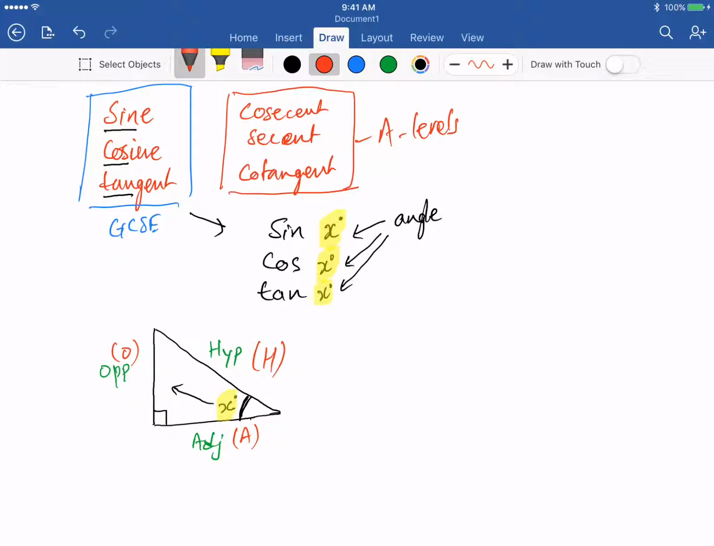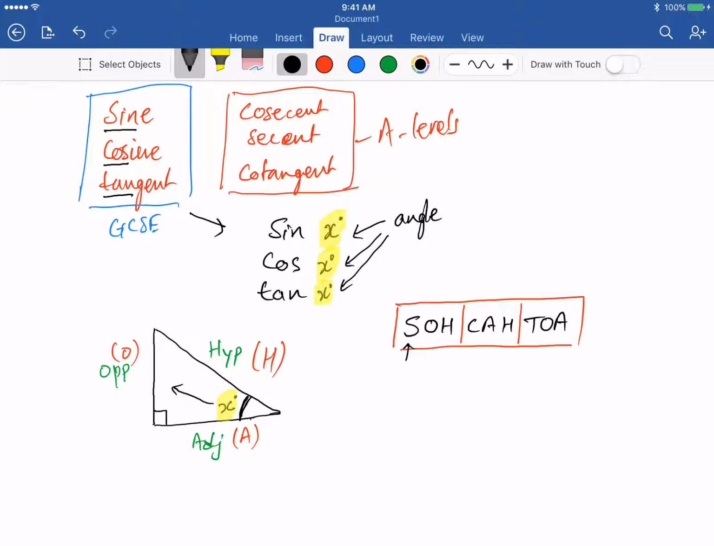Now we're going to talk about the ratios between these three sides. So here is a top tip. If you can remember SOHCAHTOA, SOHCAHTOA. Now what that means, I'll explain to you in a second. SOHCAHTOA. So we have three ratios.